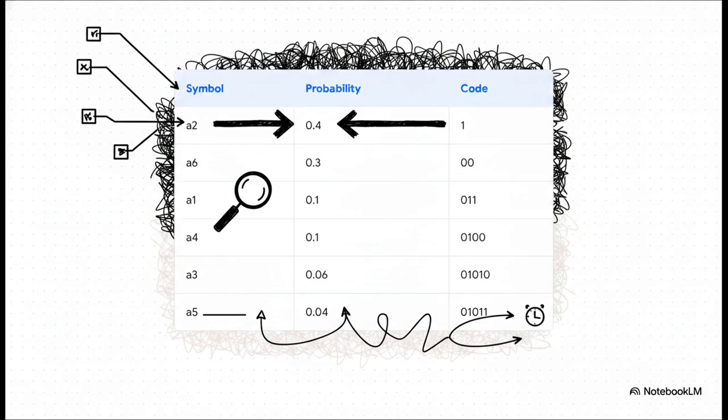Now look at symbol A5 way down at the bottom. It only shows up 4% of the time, so the algorithm assigned it a much longer, 5-bit code, 01011. We successfully gave the absolute shortest code to the most frequent pattern. No way, right? It's brilliant.